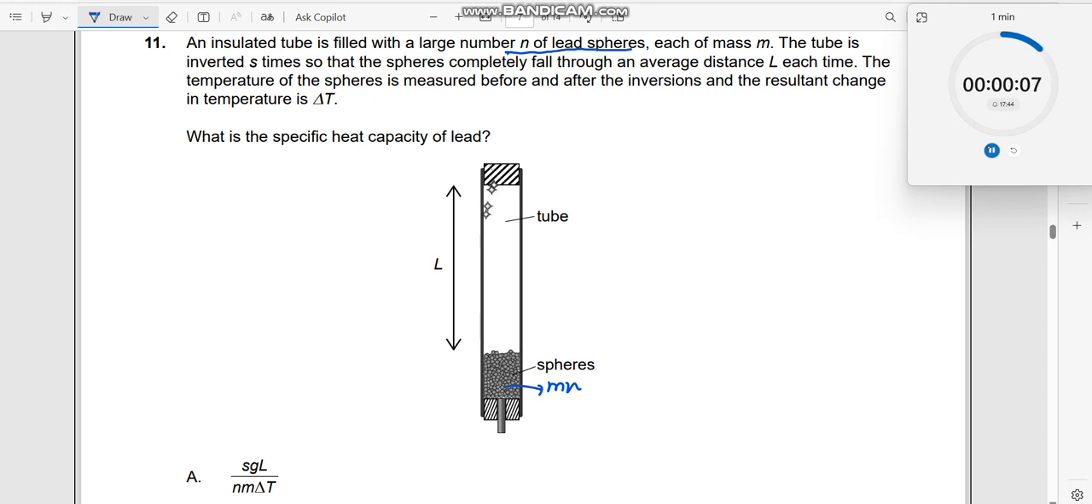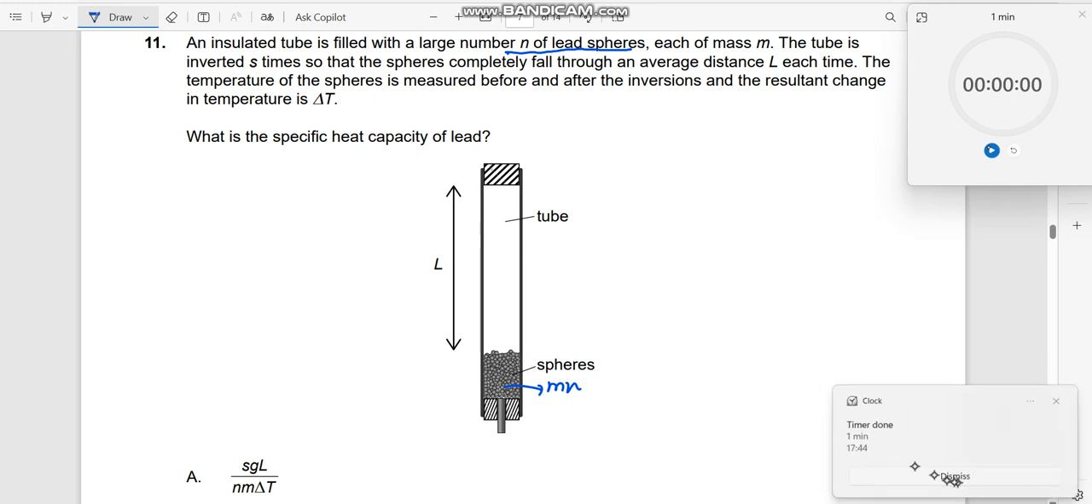This distance is L. The temperature of the spheres is measured before and after the inversions, and the resultant change in temperature is delta T. As you keep moving up and down, there is a change in temperature. Why? Because of friction. It goes and hits, and hence the temperature increases, because energy is being produced. This energy is transferred as heat energy. So what is the specific heat of lead? Somewhere you need to convert the energy you get here to heat energy. That's what you need to do.